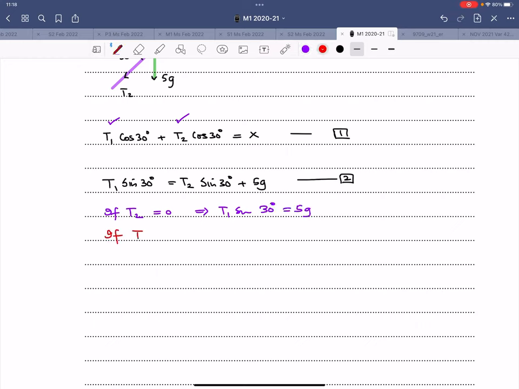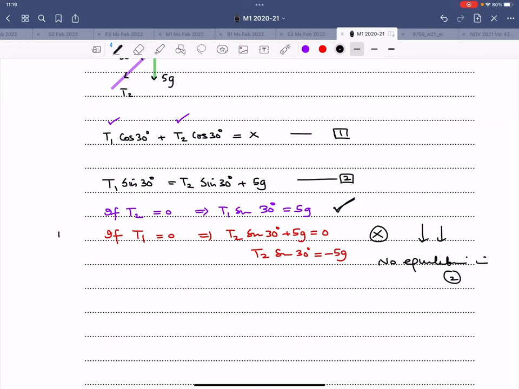If T1 is 0, then T2 sine 30 plus 5g equals 0, and T2 sine 30 is negative 5g. The first one is possible. The second one is impossible. It won't remain in balance because they both are pointing down. How can this be possible? So there will be no equilibrium in the second scenario. This is the second scenario. This is the first scenario.